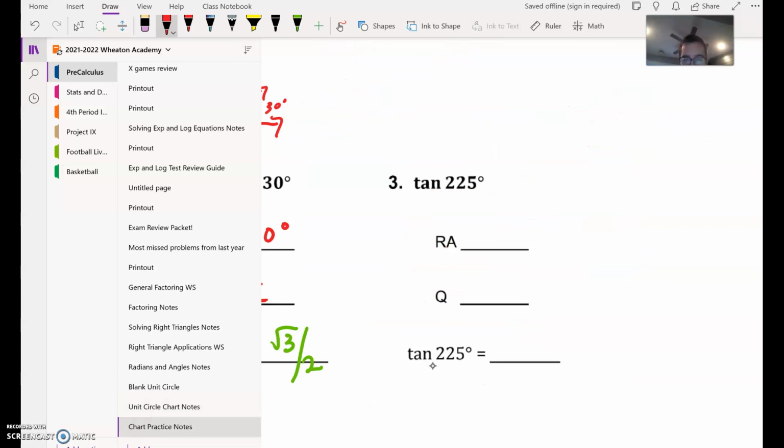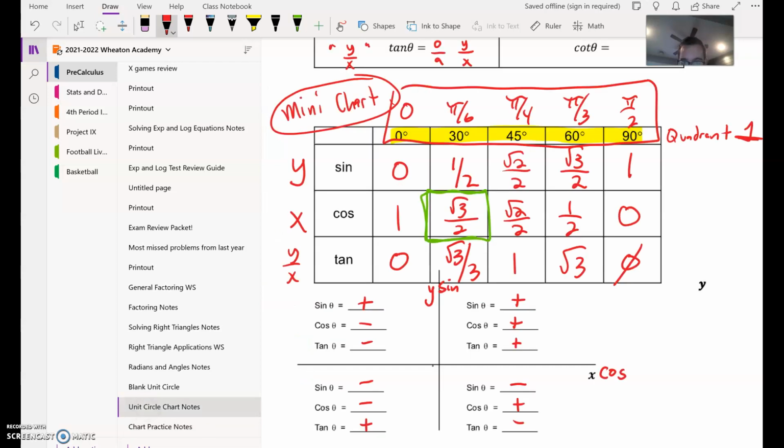So what is the reference angle of 225? How close is that to the x-axis? Well, that's 45 degrees away from 180. So it's a reference angle of 45. What quadrant is that in? 225. That's in quadrant 3. So what is the tangent of 45? Well, go to our chart until you're ready to not use this. What is the tangent of 45? Here's tangent. Here's 45. We go to that square, and the tangent of 45 degrees is 1.